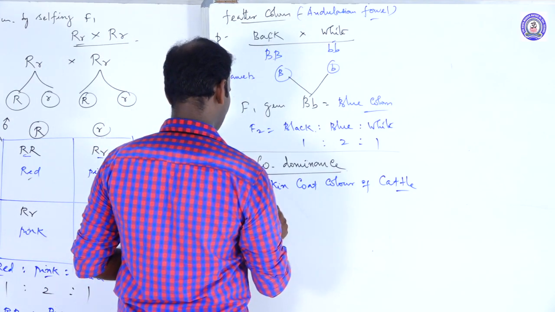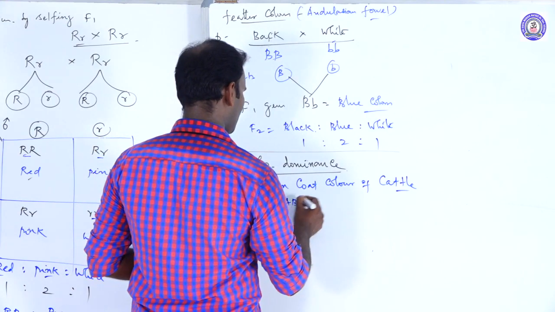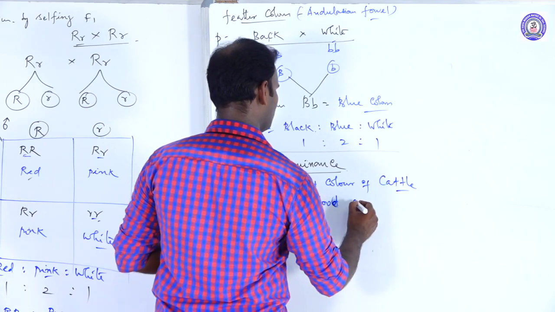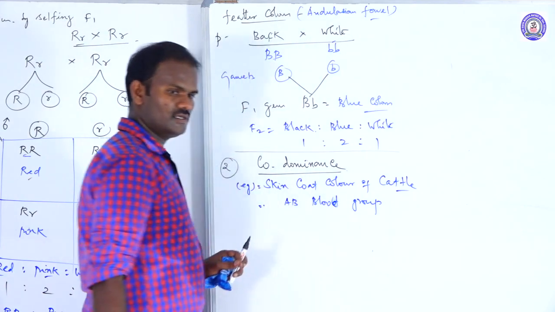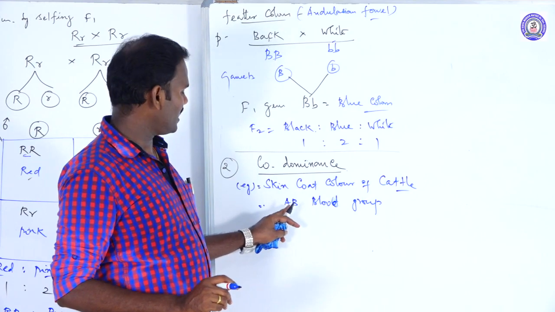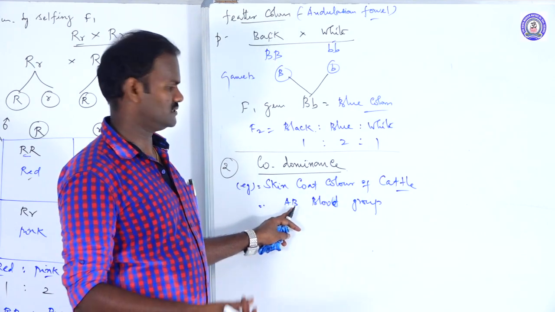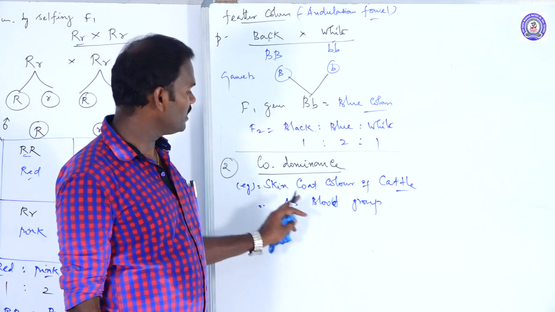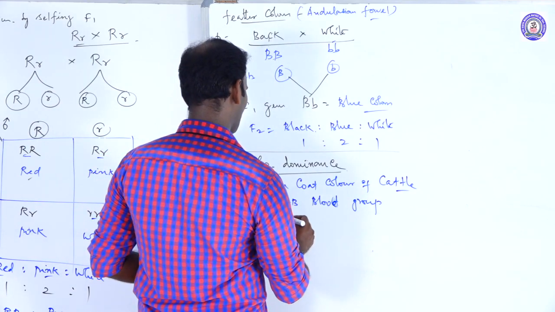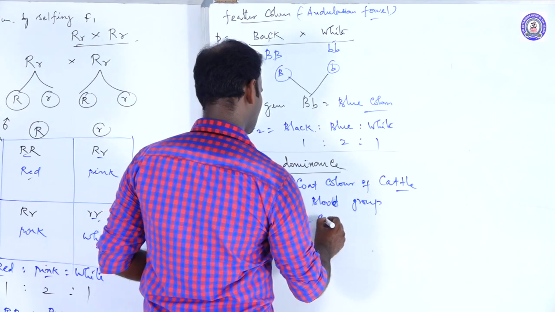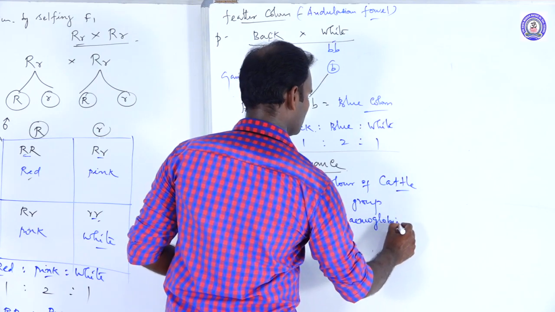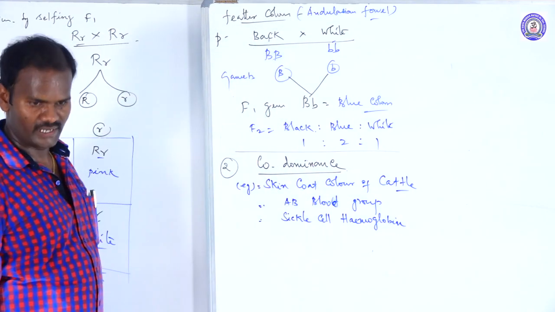Another example, AB blood group. In human beings, usually the blood group is the ABO blood group. But the alleles A and B are dominant. Both characters are expressed. These are called codominant. AB blood group is codominant. Another one is sickle cell hemoglobin. These are the three examples of codominance.